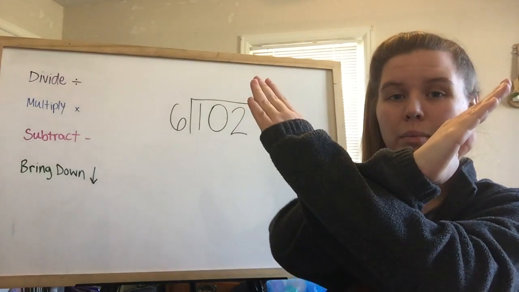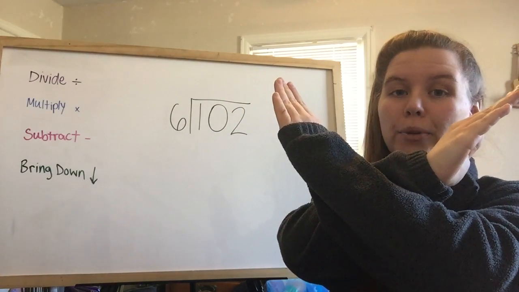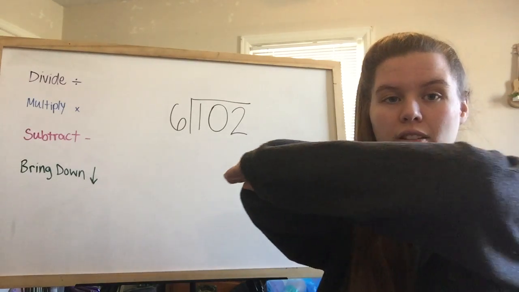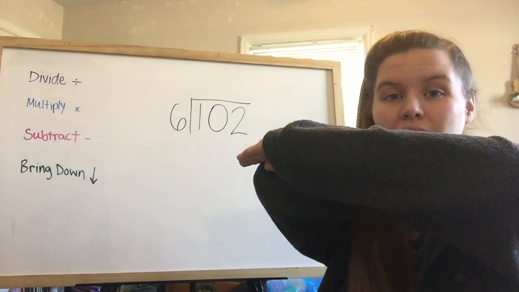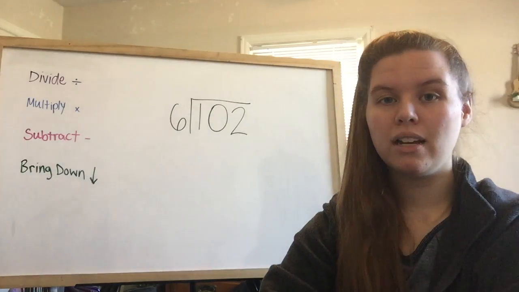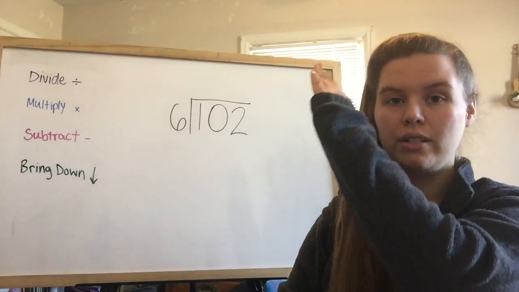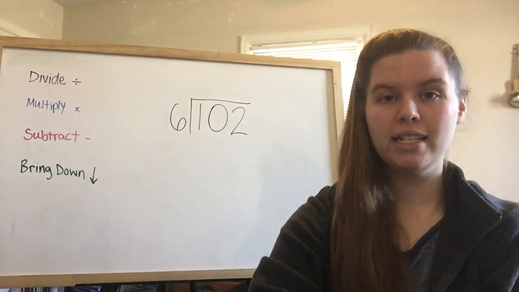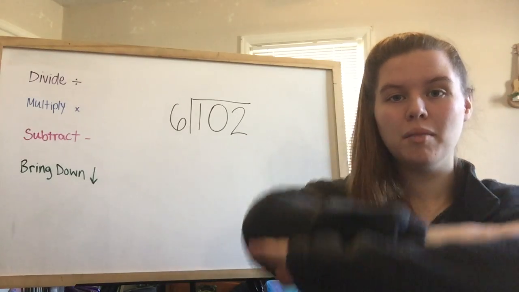After we divide, we multiply, and we put our arms in an X, and that's just like our multiplication sign. And then we're going to fold our arms like this so that they're just straight across, and that is going to be like our subtraction sign. Lastly, we're going to drop our arms down because that represents bring down, okay? So divide, multiply, subtract, bring down, divide, multiply, subtract, bring down.